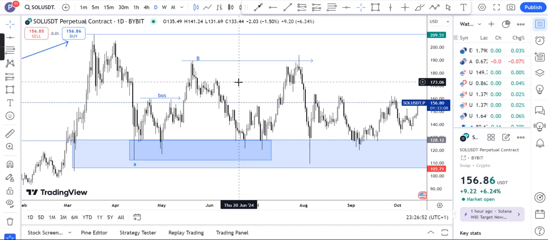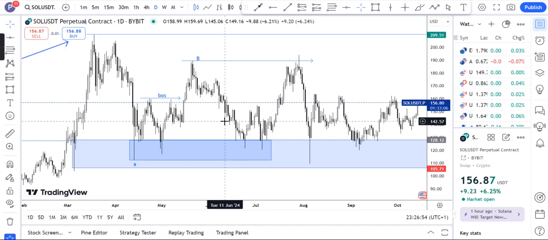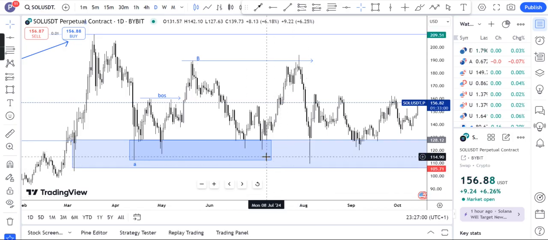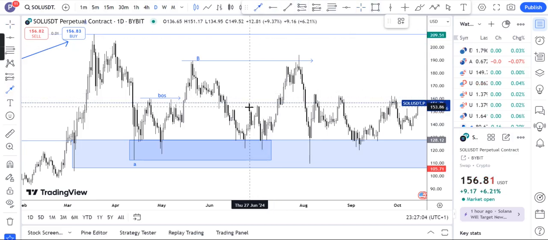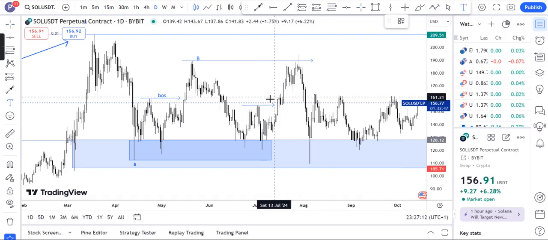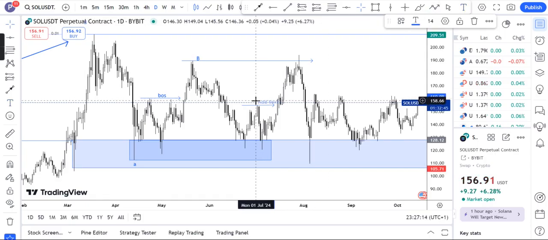Now we also would go a little bit in detail talking about the next structure we saw, which was broken. And then the next structure we saw which was broken was this particular structure. Now this structure is also our BOS.